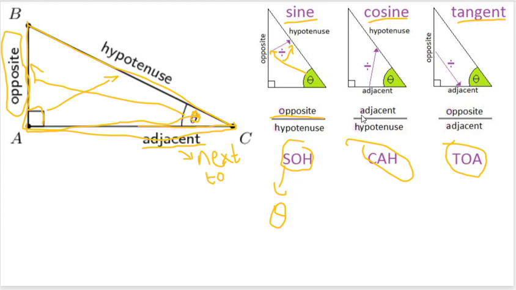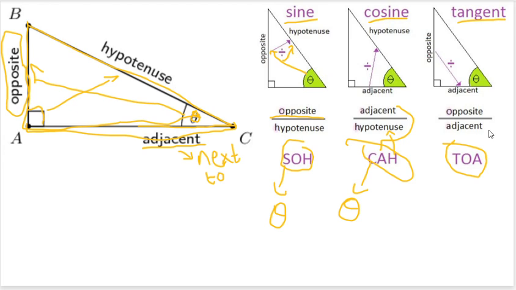Now when you're dealing with cosine, most of the time we just say cos theta, we're dealing with adjacent over hypotenuse. While with TOA, or tangent, we are dealing with opposite over adjacent.